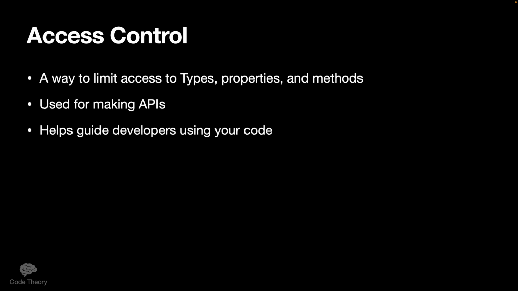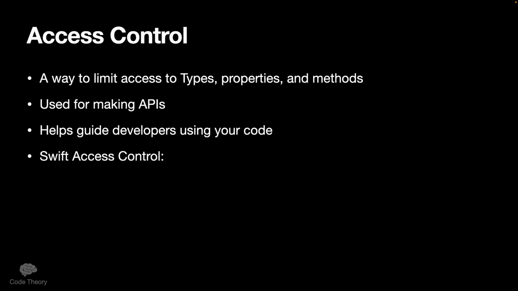The other thing that access control does is it kind of helps guide developers who are using your code. It teaches them and shows them, hey, this is what's important, right? By only allowing them to access what's important for them to access. And you can prevent developers from using your code in ways that you do not want them to, which they will try to do if you don't prevent them.